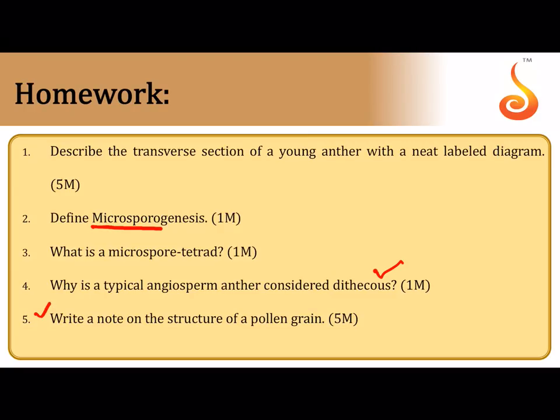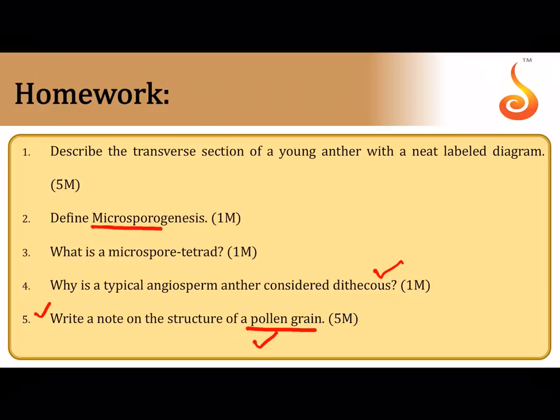And also a very important 5 marker: write a note on the structure of the pollen grain. For this you have to draw your own diagram. Like I showed you, draw the diagram showing the vegetative cell, generative cell, plasma membrane, the intine which is made up of cellulose and pectin, and the ornamental layer which is the exine made up of sporopollenin, and show the germ furrow or the germ pore where exine is not there but only intine is there.